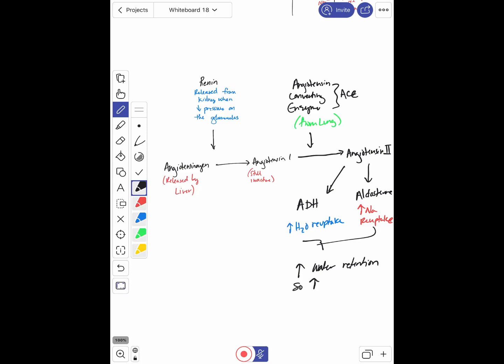A common blood pressure medication is an ACE inhibitor. These inhibit that angiotensin converting enzyme. Since they inhibit it, that means that we can't downstream have the release of ADH or aldosterone through this pathway. And by doing that, the person is going to end up urinating more. And by urinating more, we're going to bring that blood pressure down.